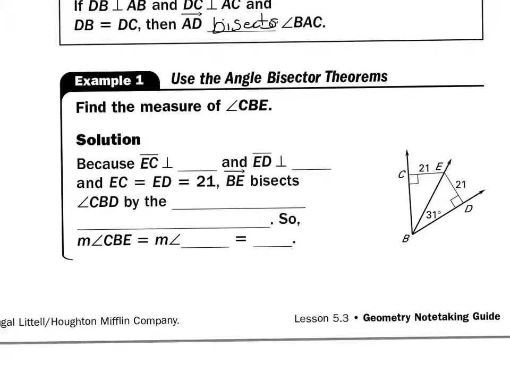Okay, example 1. Use the angle bisector theorem. Do you see that EC and ED are the same? Do you see that they're also right angles? So we know now that this angle and this angle will be the same. So if this angle is 31, then the other angle, CBE, is also 31.